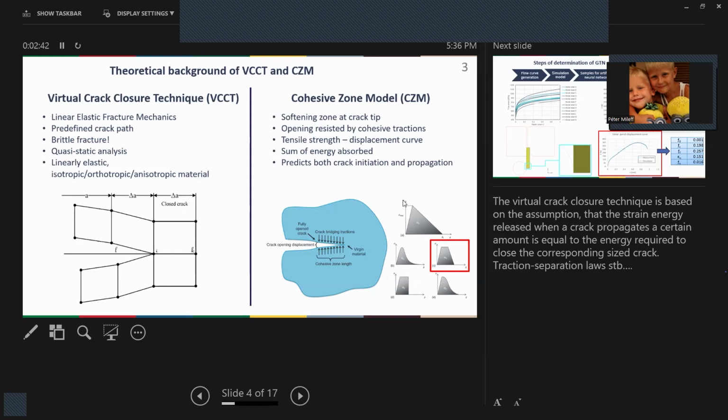The other one was the cohesive zone model method, where we assume that there is a softening zone at the crack tip, where the opening of the crack is resisted by cohesive tractions, and the propagation is ruled by traction separation laws. Here, both the crack initiation and propagation can be simulated, and the sum of energy absorbed can be calculated as well.